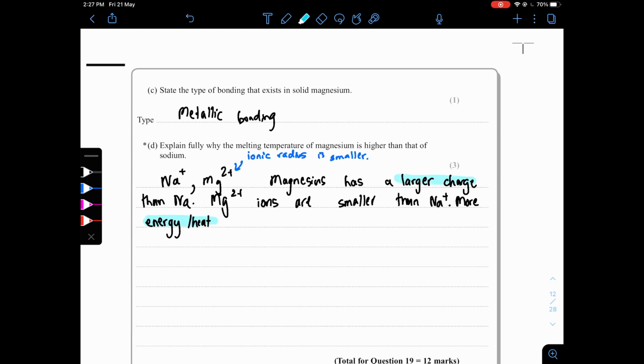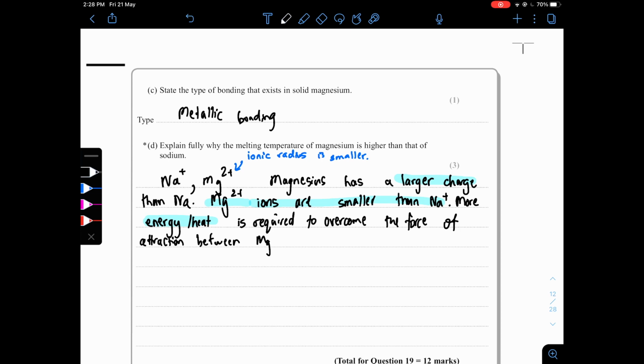The larger charge is key here, and that the ions are smaller than the other ion is key here. So more energy is required to overcome the force of attraction between the magnesium ions, Mg ions. And what else do we have in a metal? The sea of delocalized electrons compared to in Mg compared to Na?